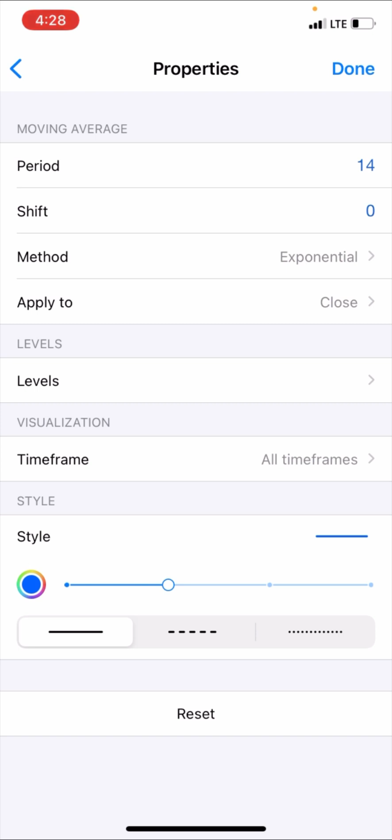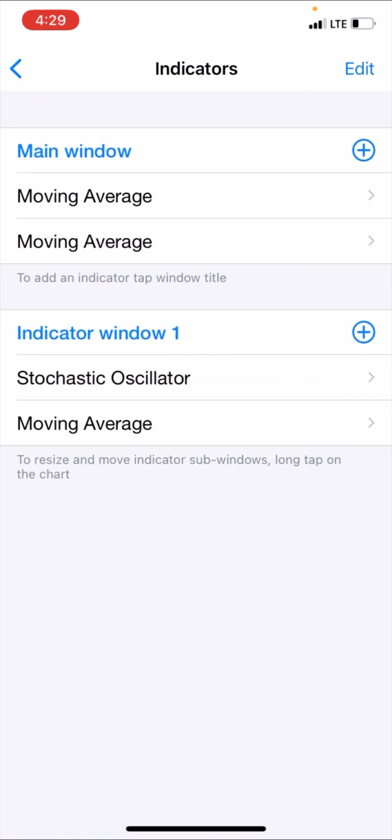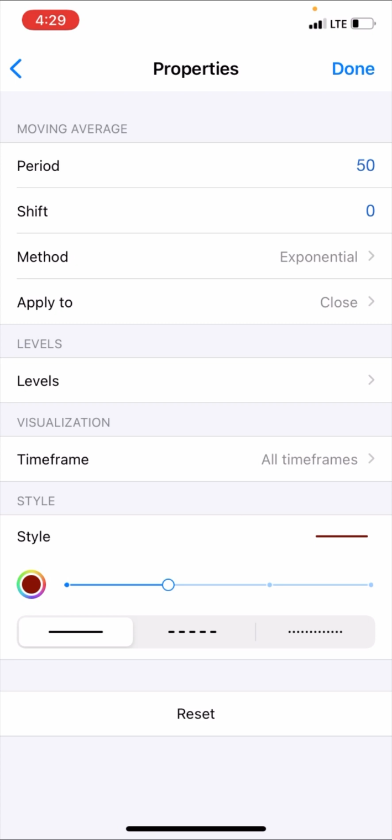If you're already familiar with this, if you've been watching my other videos, then you can decide to use any colors of your choice, but ensure that it is visible on your chart. All right, you just click done, and the first moving average will appear on your main chart. Then you go back again and add the second moving average, which is period 50, shift 0, method exponential. Apply to close. Levels are not needed again.